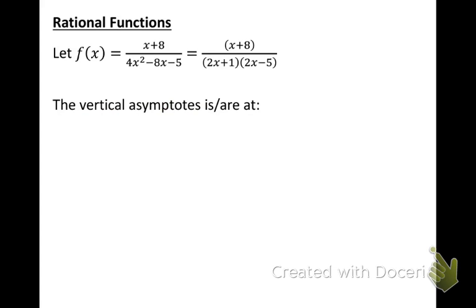All right, still sticking with that same rational function. This time, though, we want to find our vertical asymptotes. Now, our vertical asymptotes are always going to come in the format of x equals some number. And it is going to be found by finding where the denominator equals 0.